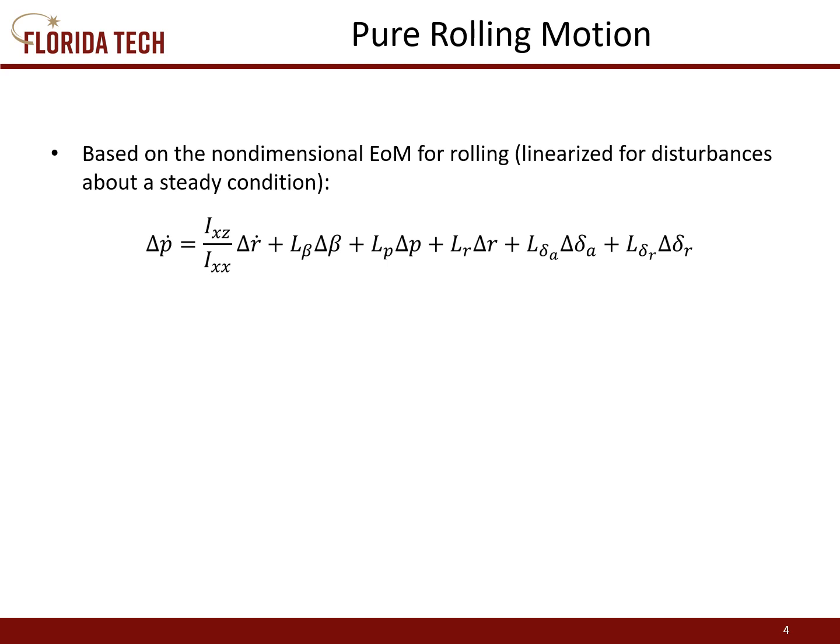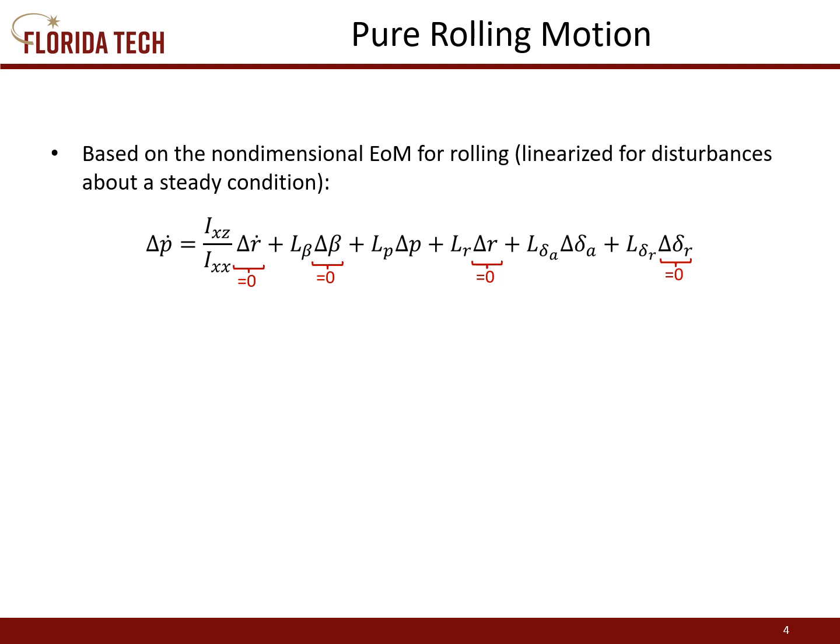When you do an analysis of, say, pure rolling motion, it's always good to start with an equation. For this, we're going to start with a non-dimensional equation of motion for rolling. It's linearized for disturbance about the steady condition. So we see that roll rate is p, and so we have roll acceleration, and it's a function of all the variables on the right-hand side. But in general, we're going to constrict it to just pure rolling motion. So we'll see that yaw acceleration and side slip and yaw rate and even delta rudder, we're going to make all those 0 so that we only have the aileron input and we only get rolling motion.